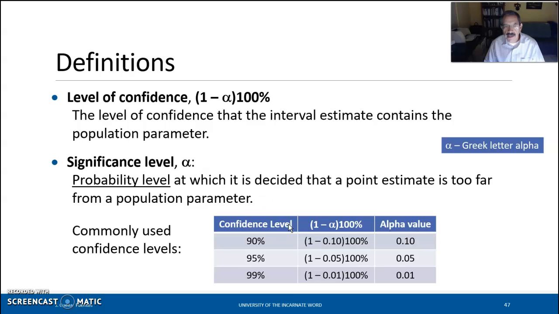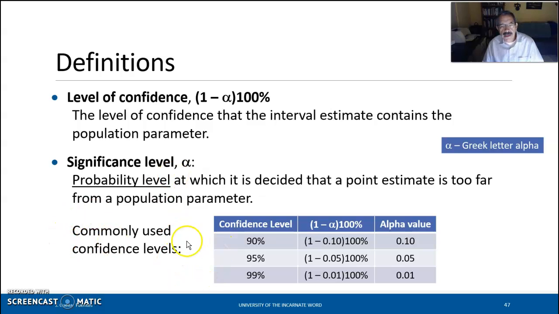So what is this level of confidence? Well, we designate it as 1 minus alpha times 100%. Alpha is the Greek letter alpha. And this is the level of confidence that the interval estimate contains the population parameter. And then this alpha value is called the significance level, and that's a probability. It's a probability level at which it is decided that a point estimate is too far from a population parameter. This definition will become clear once we discuss chapter 9.